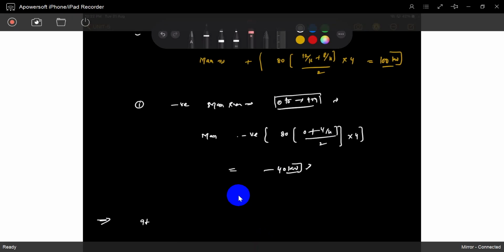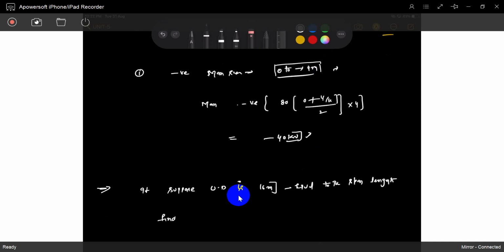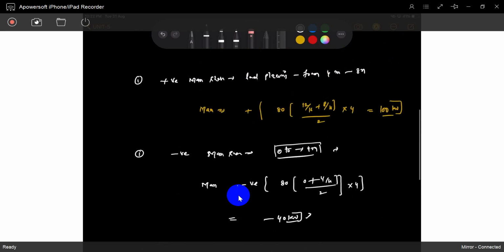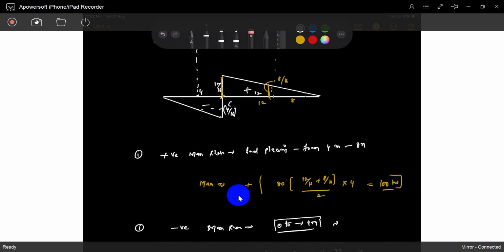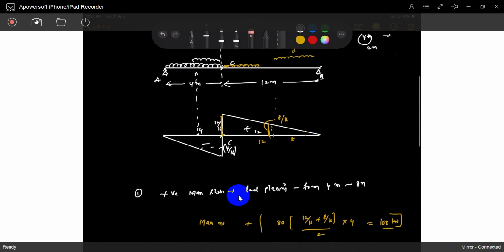Suppose the uniformly distributed load is exactly 16 meters, equal to the span length. So find out the positive shear and negative shear maximum. That's the question. If the uniformly distributed load is exactly equal to the span length, so can you find out?